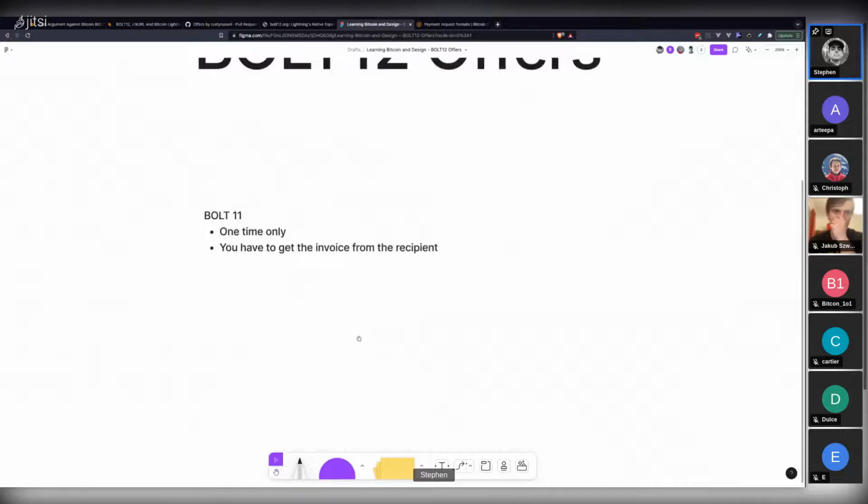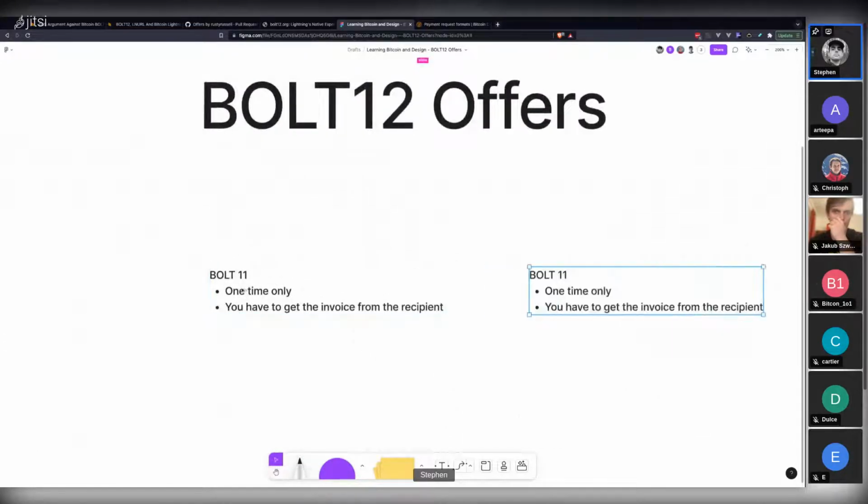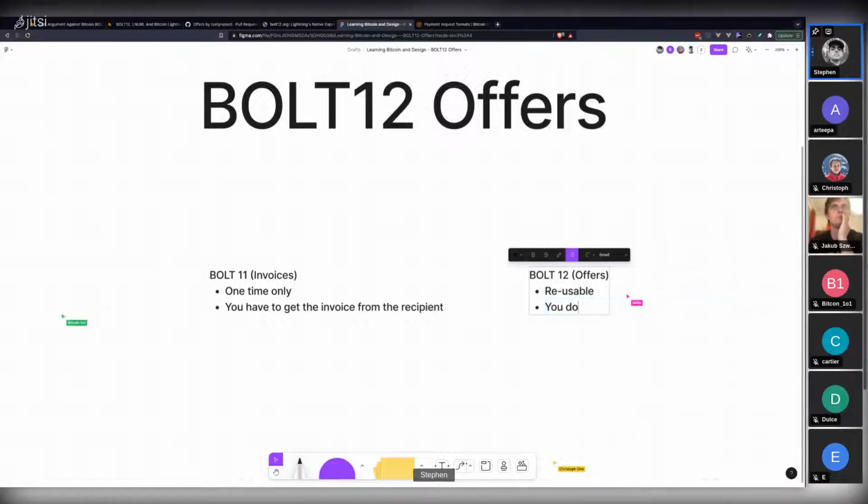Then this Bolt 12 thing comes around, and it kind of fixes both of these things. With Bolt 12, we call them offers. So I'll take note of that here. They're called offers. They're reusable, and you don't need to ask the recipient if you can pay them before you can pay them.